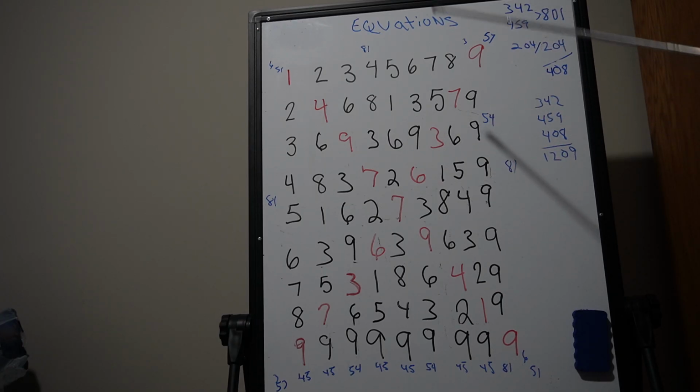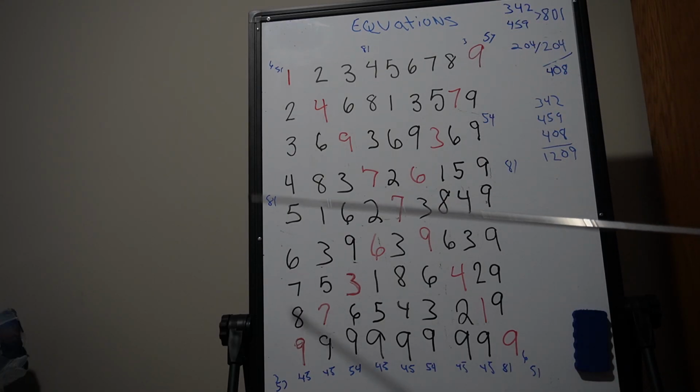81 times 4 equals 324. Then you got this diagonal here. When you break down, this is 57, this is 57, this is 51. So when you break down to 51, it's 6. When you break down to 57, that's 3. The circumference of this is 18.